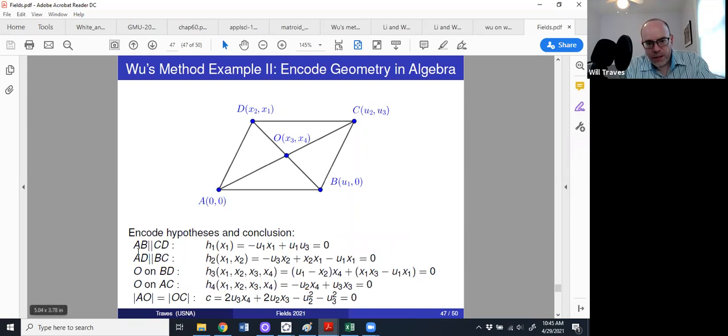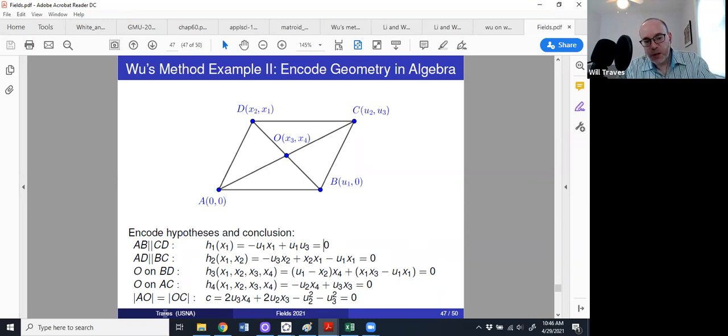Okay. Similarly, you can check that AD and BC have the same slopes and encode that using a polynomial. You could ensure that O lies on BD. You could do that, say, by calculating the slope of BO and then calculating the slope of BD and saying, hey, they have to be equal. Okay. And similarly, O lies on AC.